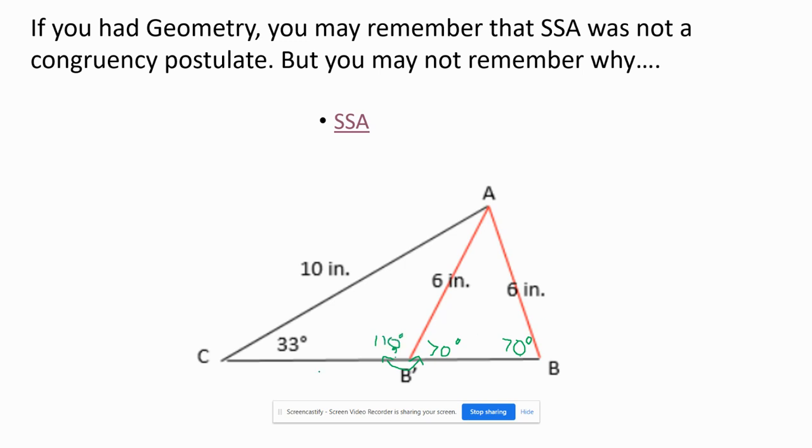So what I really don't know is whether I have this big triangle here, which would have 33, 70 and angle A, or this triangle here, which I'll try to draw a little nicer, where these two bottom angles would be 33 and 110. You have no idea which triangle you have. So we can work through that a little bit.